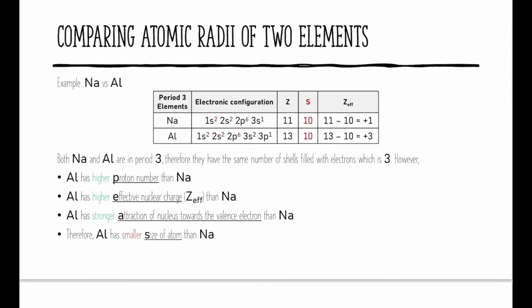The only factor that will affect the atomic radii is effective nuclear charge. Whichever has higher effective nuclear charge will be smaller than the other one. So, since aluminium has higher proton number than sodium, the effective nuclear charge of aluminium is higher than sodium. Therefore, aluminium will have a stronger attraction of the nucleus towards the valence electrons compared to sodium. Therefore, aluminium has a smaller size of atom than sodium.